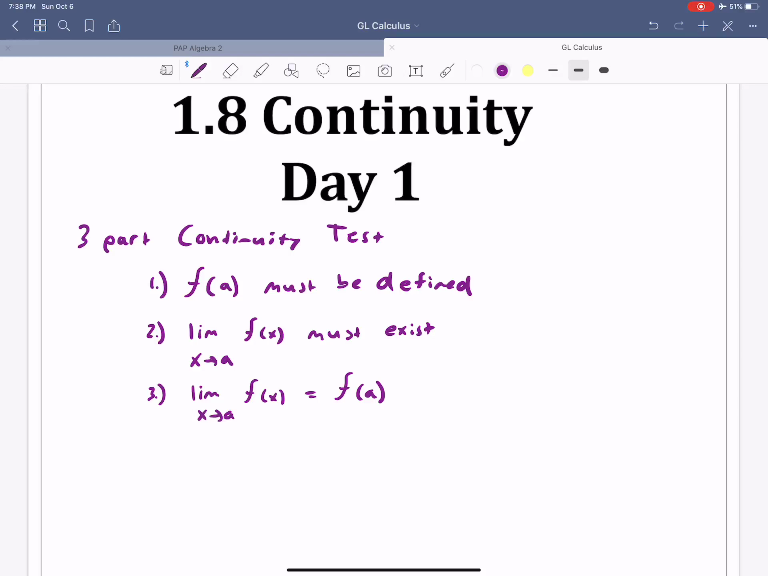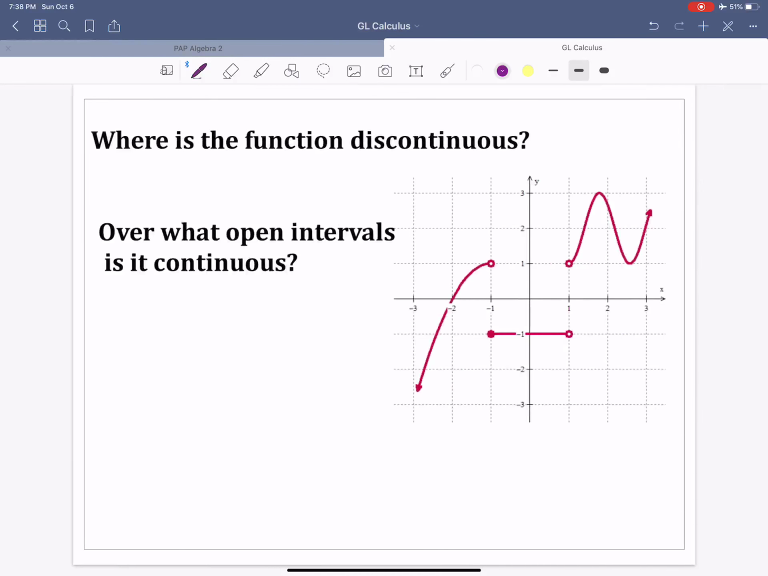All that basically means is as you pick an x value and approach that x value from both sides, you should get the exact same value. So that limit should be the exact same value as how that function is defined at a. This three-part continuity test might sound a little confusing at first, but once you see it in the context of some graphs and some problems, it's going to make a lot more sense. Okay, so let's go to our first problem.